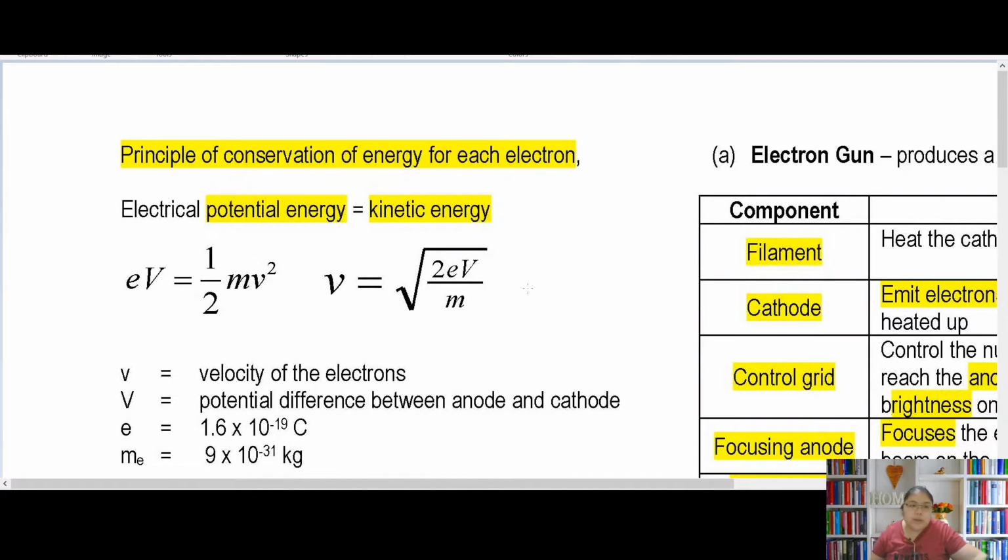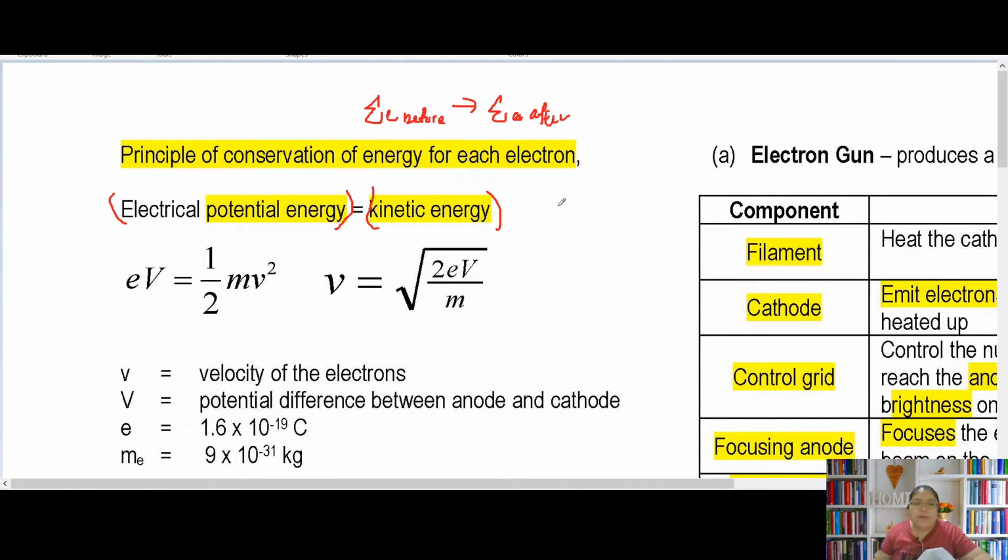Okay, this one is the principle of conservation of energy. Remember this principle, what they're talking about. This principle means before the process, your energy must equal the total energy after. So it's just like momentum conservation. Energy before must transfer to the total energy after. This one we call conservation of energy of the electron. So before is what? Before is thermionic emission, so before we call it electrical potential energy. After is what? After is kinetic energy because the electrons start to move.